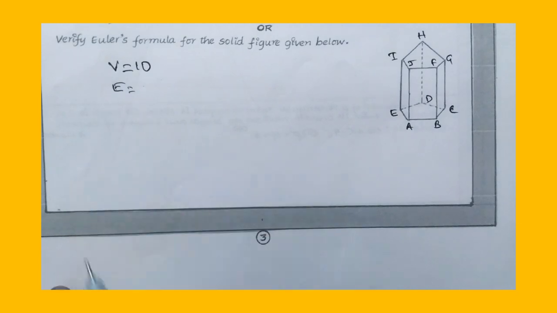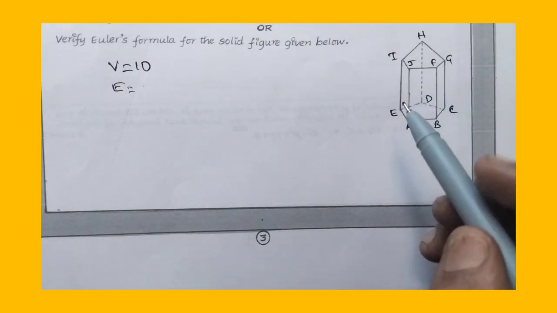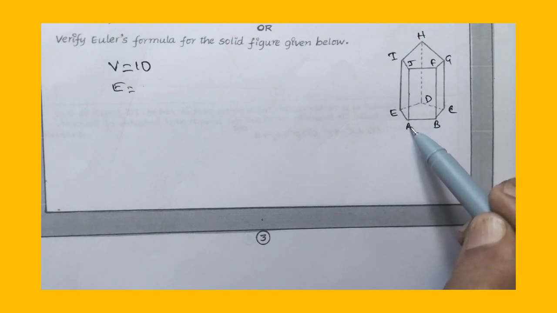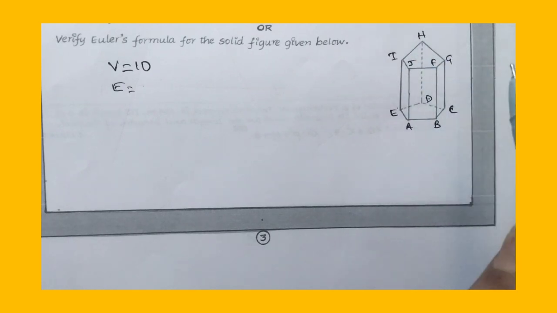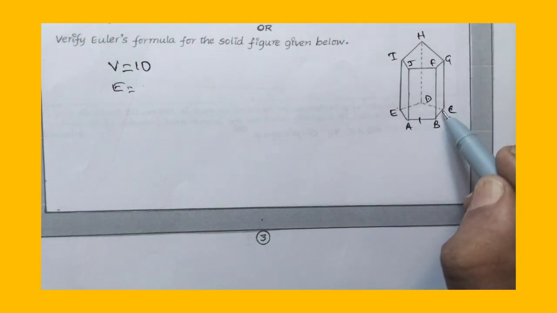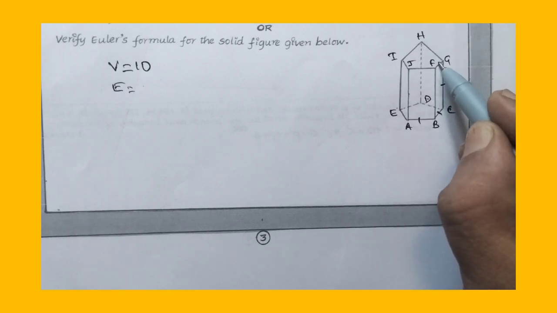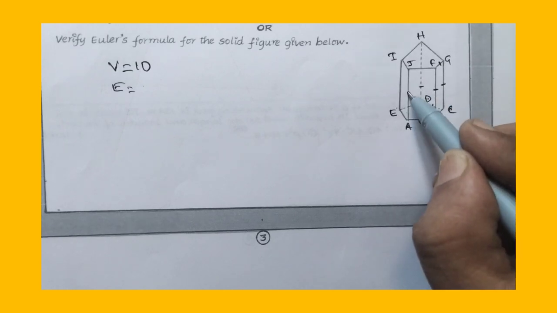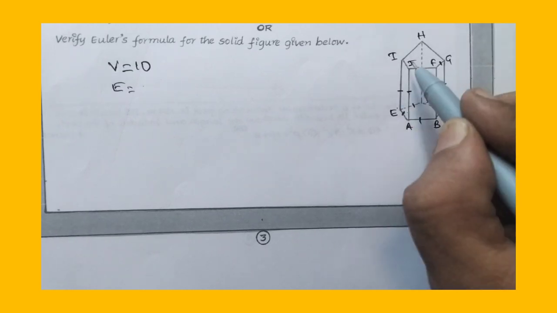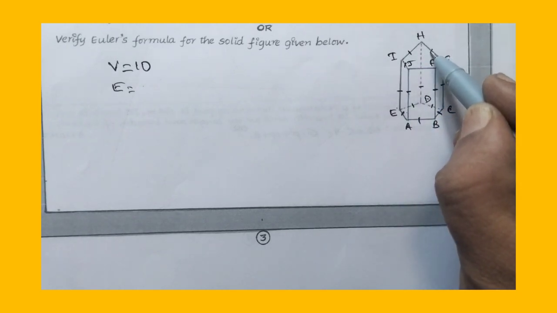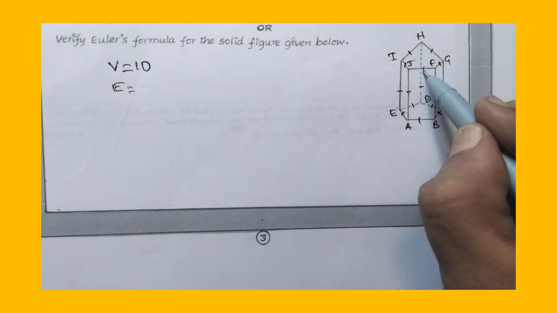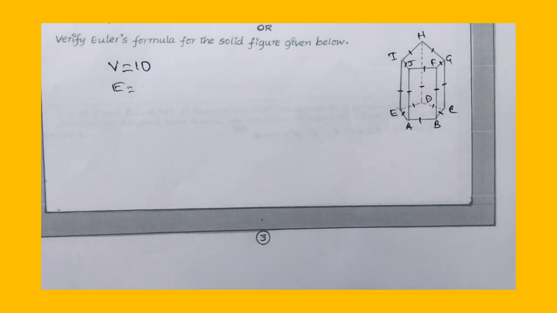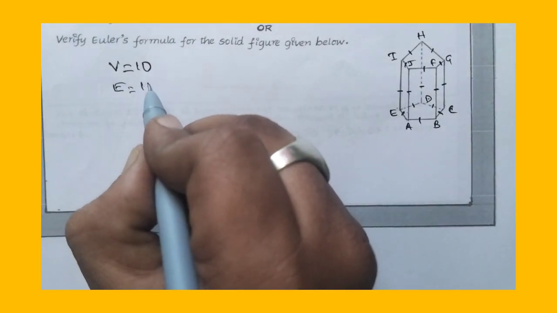Next, let's count the edges. How many edges are there? Let us see it. We count the edges. Vertices, we saw 1 2 3 4 5, then 5 more, 10, correct. Then edges: 1 2 3 4 5 6 7 8 9 10 11 12 13 14, 15. So totally 15 edges are there. So edges is equal to 15.